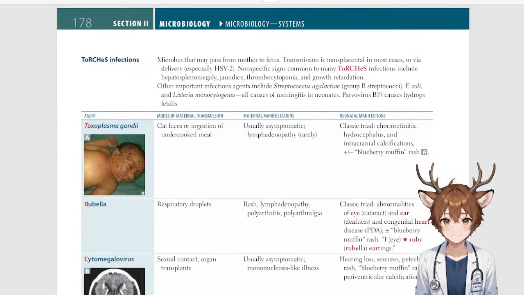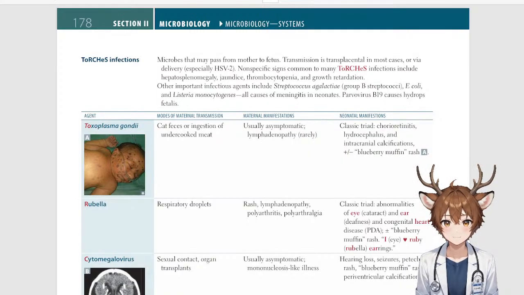Toxoplasma gondii. We're going to talk about maternal acquisition, maternal manifestations, and neonatal manifestations, and, of course, the actual agent. You can see a picture there. Its maternal acquisition is through cat feces or ingestion of undercooked meat. The mother will usually be asymptomatic, with potentially lymphadenopathy in some rare cases. For the neonatal manifestations of Toxoplasma gondii: the classic triad of chorioretinitis, hydrocephalus, and intracranial calcifications, plus or minus the blueberry muffin rash. You can see a picture of that rash in picture A.